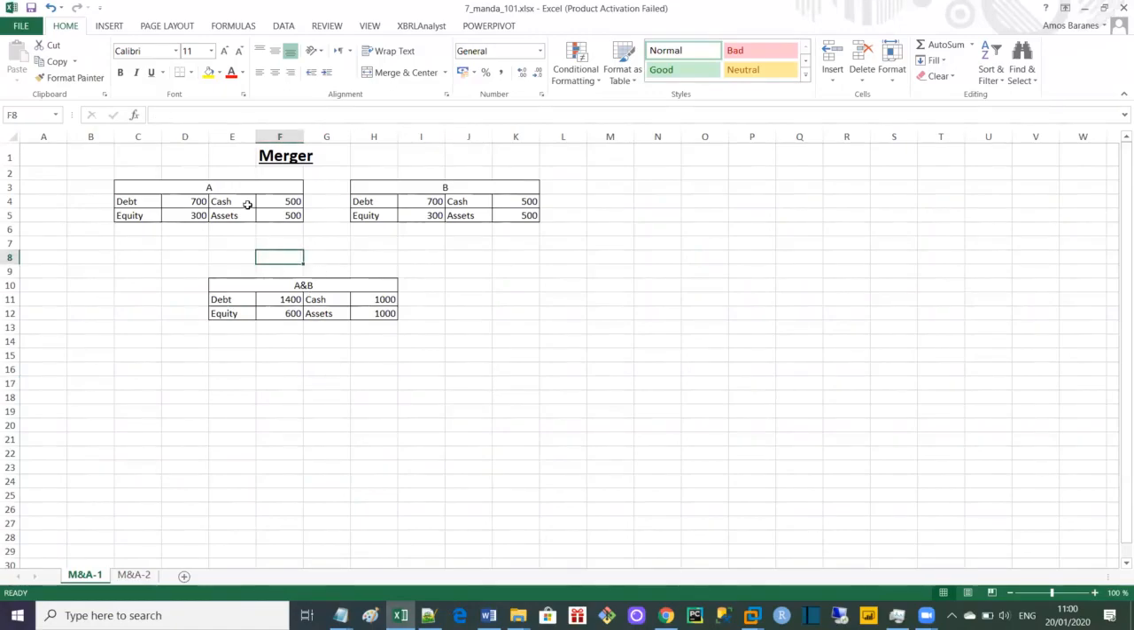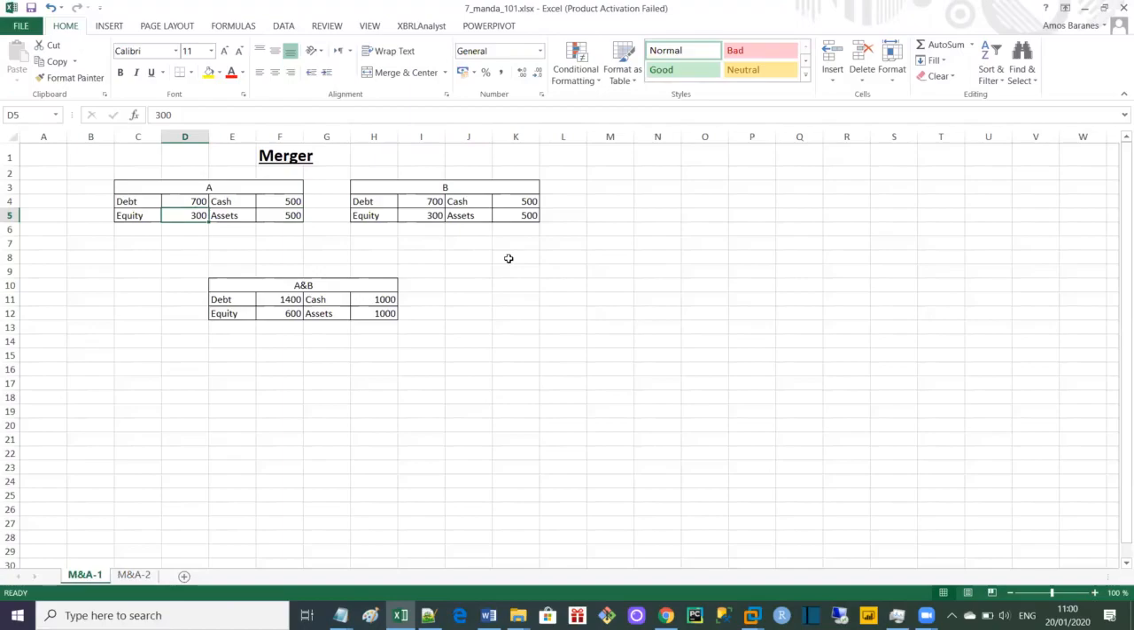Let's say we have two companies, company A and company B, just to emphasize that it doesn't have to be the case that a big company is buying a small company. Could be even equal size companies that merge together or one bought by the other one. In this case, I just put company A and company B, and they are almost identical. They have the same assets, cash and other assets, total 1,000. They have debt of 700 and equity of 300. Both companies are the same.